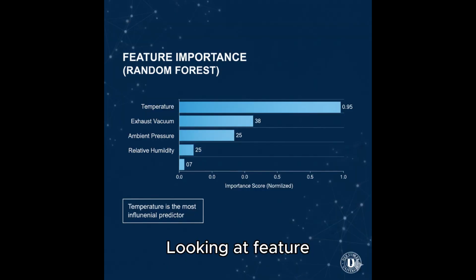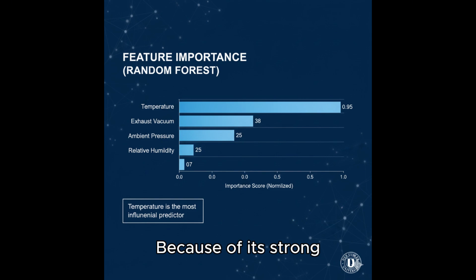Looking at feature importance from the random forest confirmed that temperature was by far the most influential predictor. Exhaust vacuum and ambient pressure also played meaningful roles, while relative humidity had less effect. This confirmed what I saw in the exploratory scatterplots, and also made sense in the context of how turbines operate.